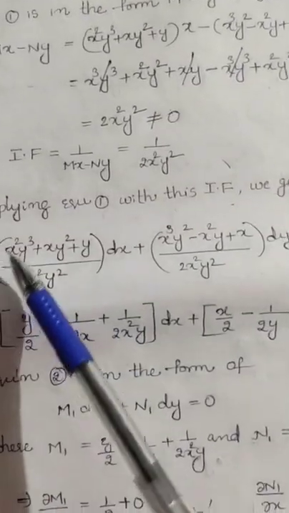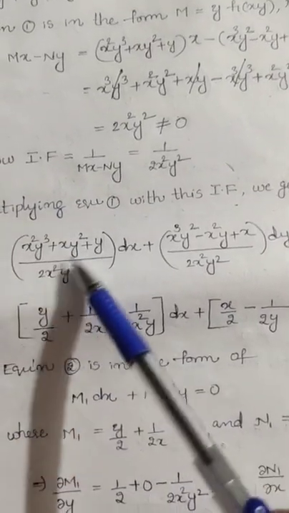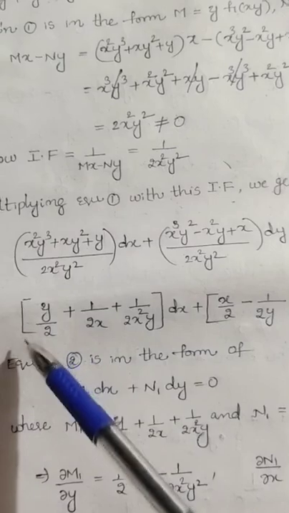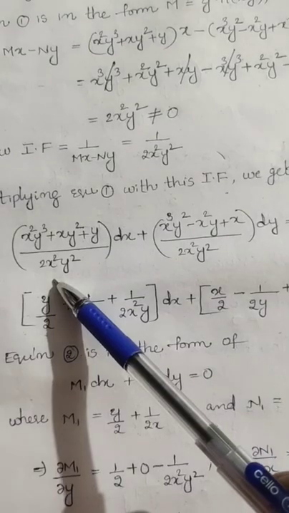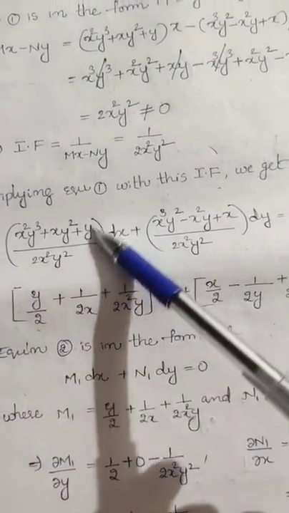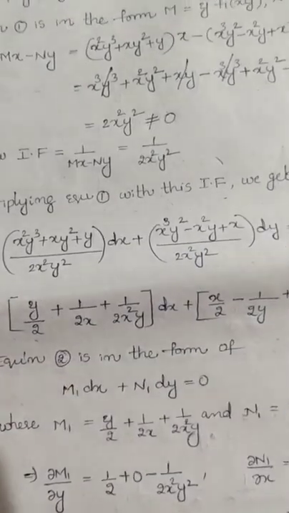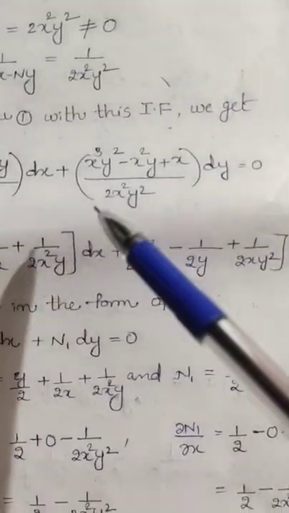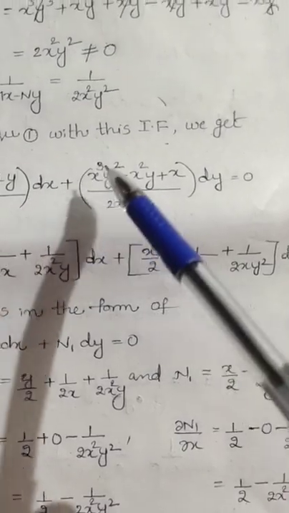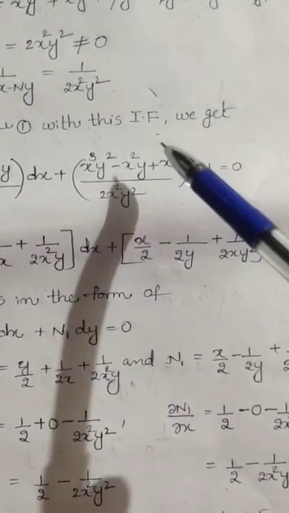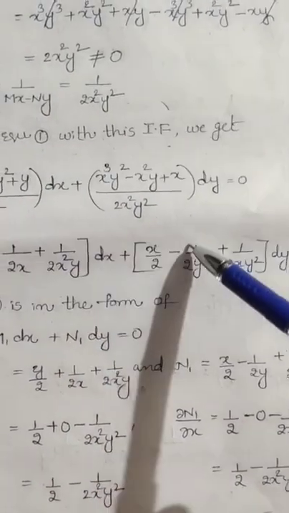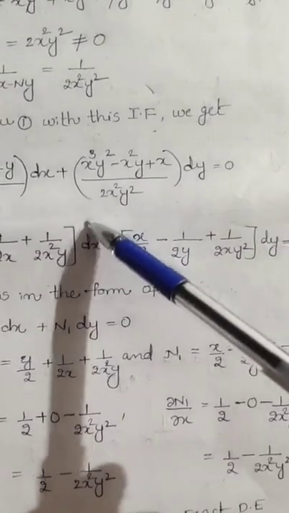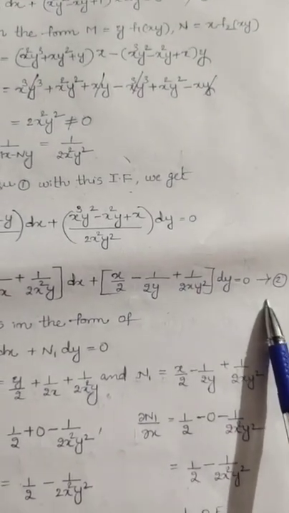Now by simplifying, x square gets cancelled, y cube by y square, so y by 2, plus here in this term x gets cancelled, y square gets cancelled, so 1 by 2x. Here y, 1 by 2x square y into dx, plus here x square, x y square, so x by 2. Here also x square cancelled, y, minus 1 by 2y, plus x gets cancelled, 1 by 2x y square into dy equal to 0. So this is equation number 2.